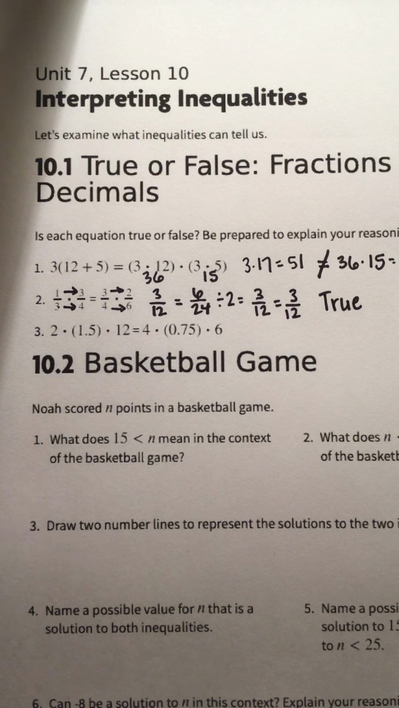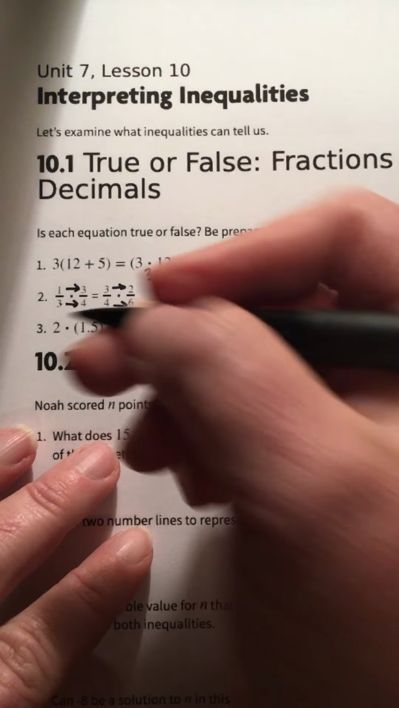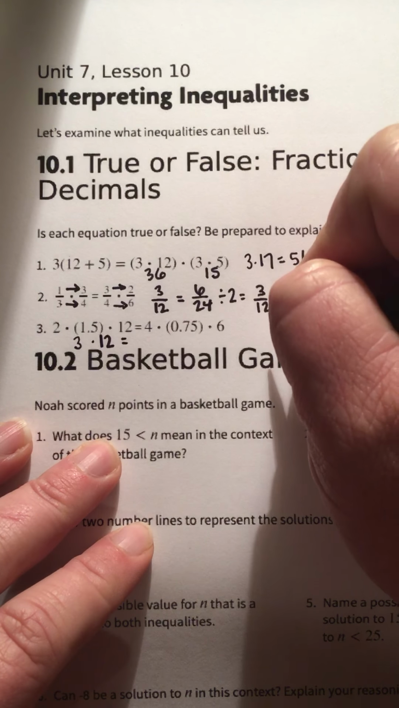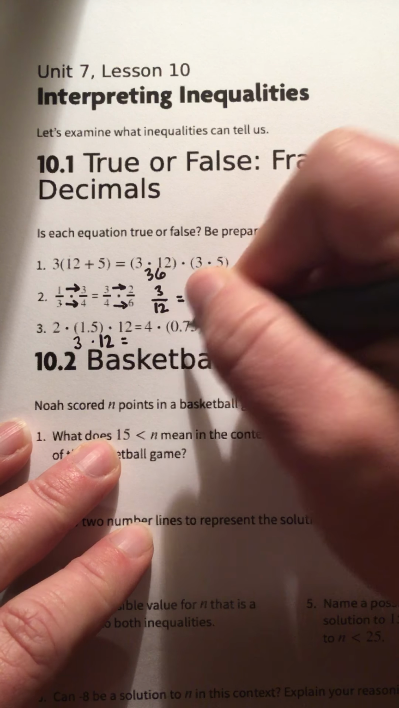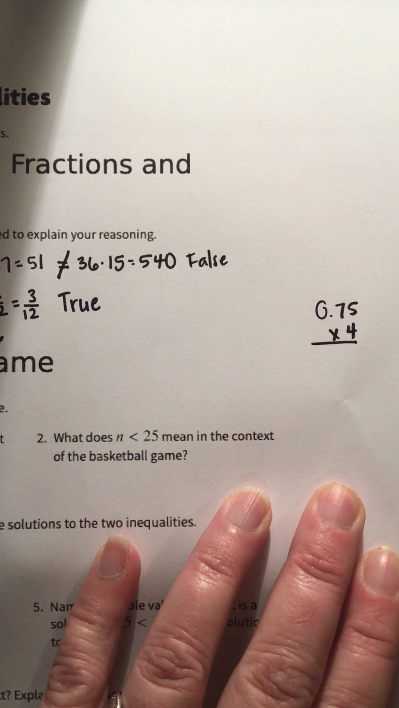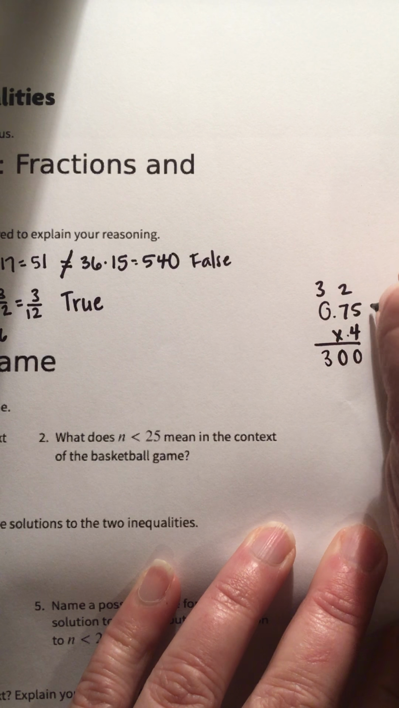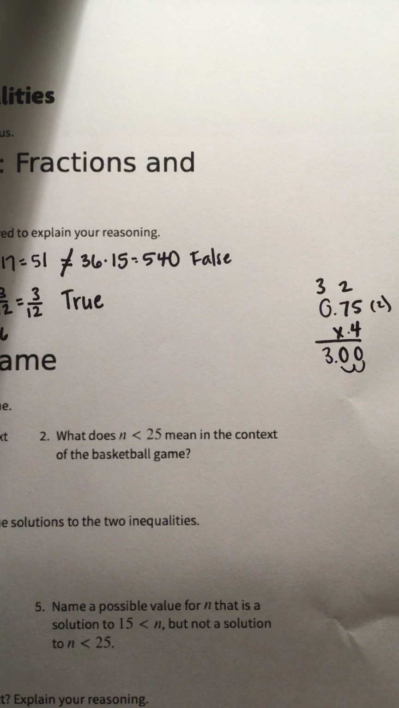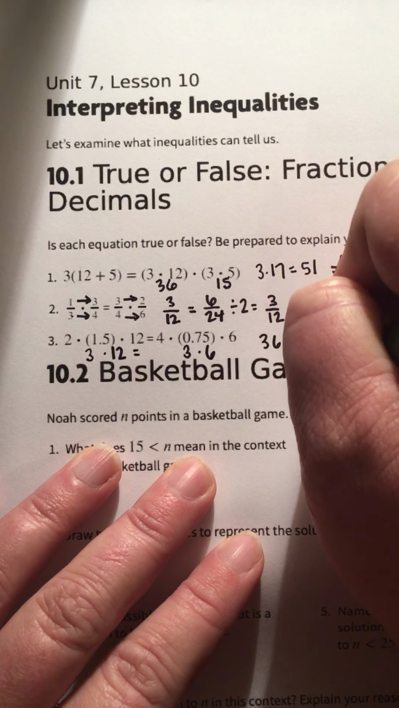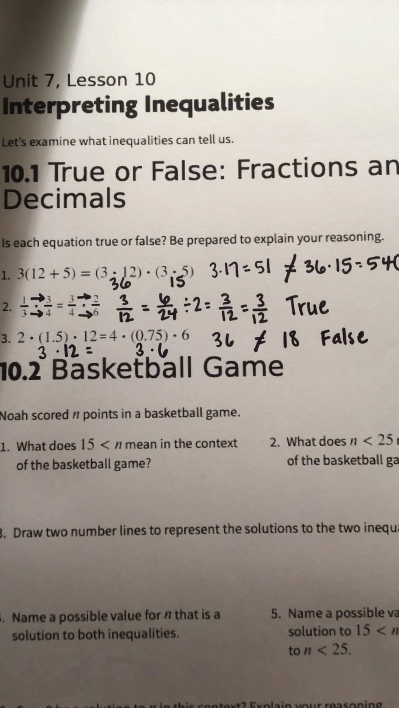All right, the last one. You are multiplying 2 times 1.5 times 12. So 2 times 1.5 is going to be 3 times 12, and that's going to equal 36. And then over here, I can't do that in my head, so I'm going to slide way over here and do 75 hundredths times 4. And there's 2 decimal places. So 75 hundredths times 4 is going to give me 3 times 6. So 3 times 6 would be 18. Those do not equal, so that is false. Okay? So just getting our brains thinking.